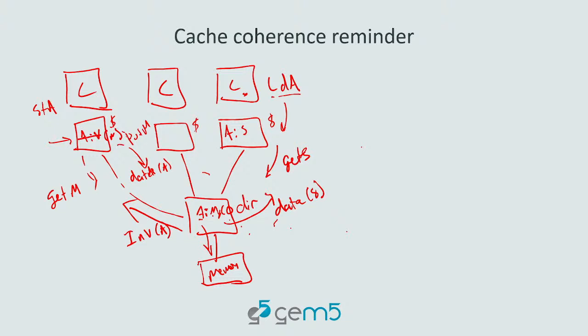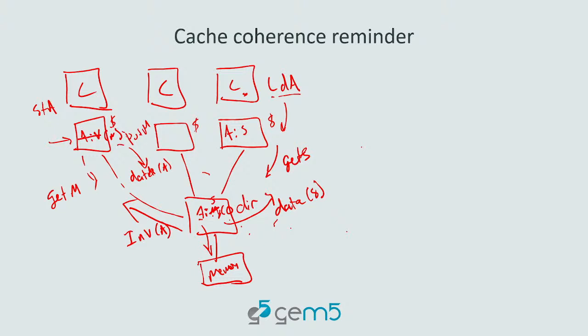Why do we send it back to memory? Because that's the way this protocol works. This is what's called a 4-hop protocol. And so if the state of A at the directory is in shared state, it means the memory is up to date with all the caches. That's just the way the protocol is defined. It's not super optimized. Any other questions?